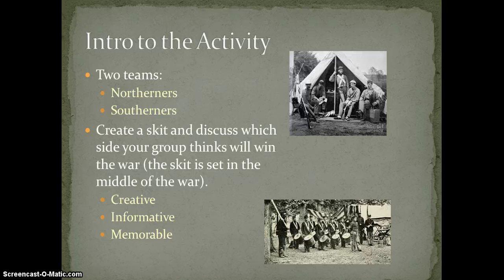The activity is going to be presented on Friday, and you're going to work on it all week in class, so don't worry. I'm going to break the whole class into two different teams, the Northerners and the Southerners. As a group, you're going to create a skit where you discuss which side you believe will actually win the war. The skit is set in the middle of the war, so some battles have been won, some have been lost, which gives you juicy information to use, because I want the skit to be creative, informative, and memorable.